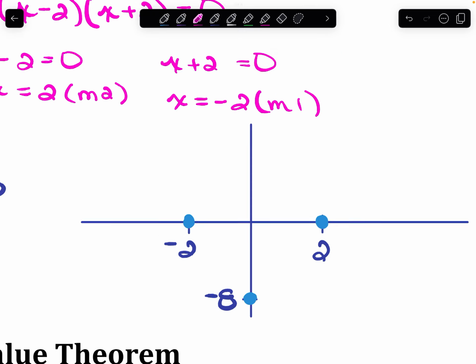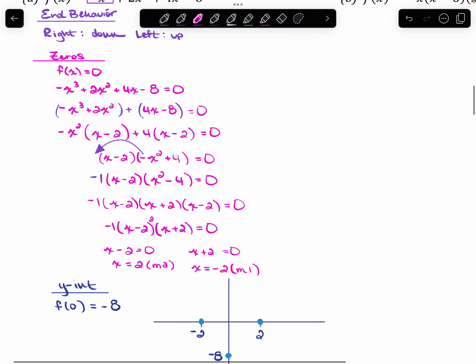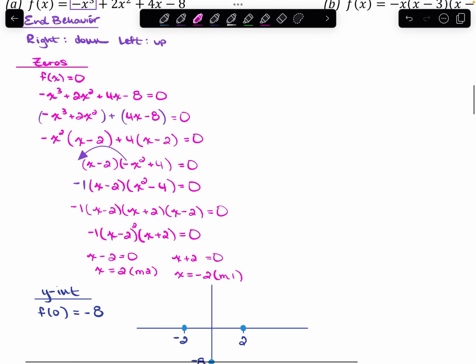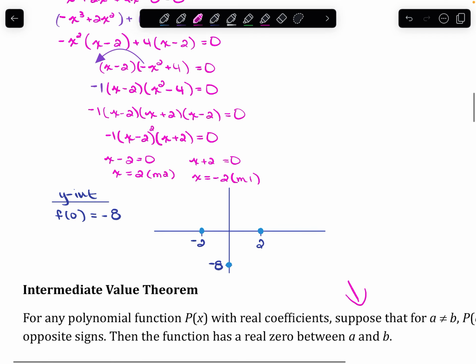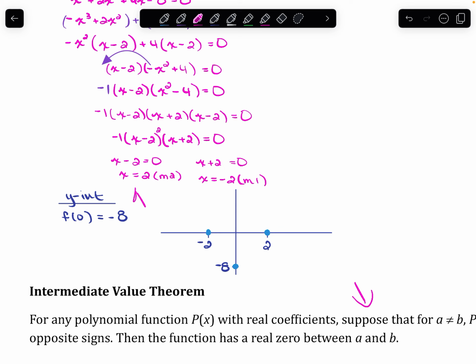For our end behavior, I want to make sure I go the right direction. So my right is supposed to be down and my left is supposed to be up. So on my right side, I'm going to come out here out of the graph and put a down arrow. For my left side, out of the graph and put an up arrow.